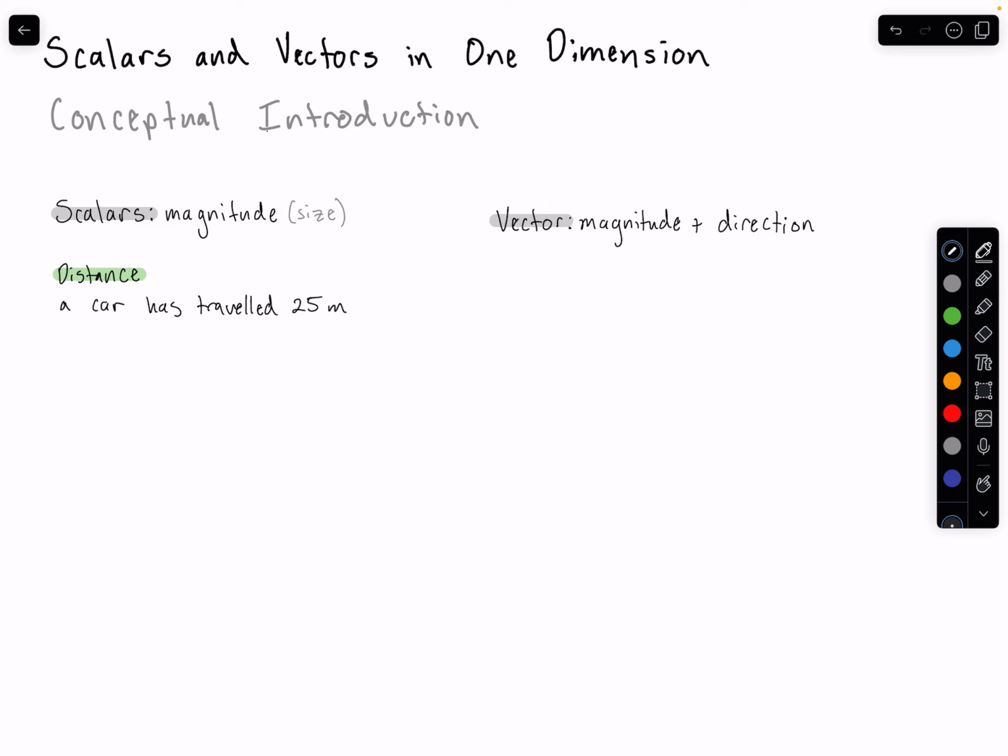So let me give a quick visualization of what this looks like. We have a car here, and we know that this car has traveled 25 meters. But we don't know in what direction it's traveled. It could have traveled to the right, it could have traveled to the left, it could have traveled up or down, we don't know, but we just know that it's traveled a total of 25 meters.